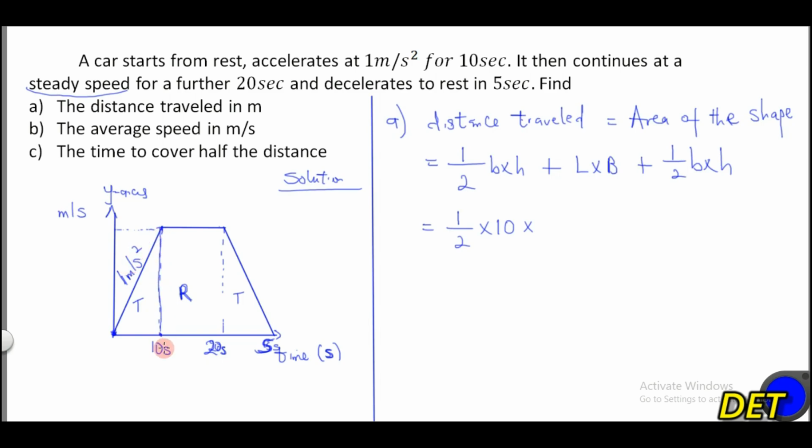So how do we look from here to here? You should know that from here to here represents your velocity. So what's the relationship between acceleration, time and velocity? You should know that velocity is equal to acceleration times time. So our velocity will be equal to our acceleration, which is 1, times the time taken, which is 10. That will be equal to 10 meters per second.